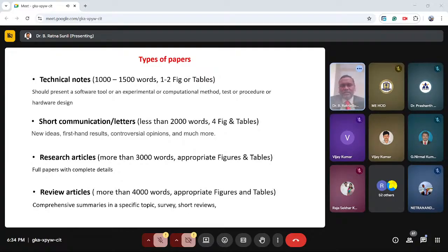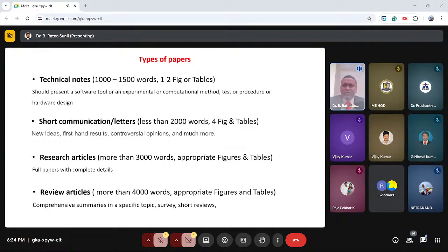Next come the usual research articles. These are the general articles, research articles or full papers we can call them, usually more than 3000 words with an appropriate number of figures, something like 6-7 figures, sometimes even 20 figures, in research articles. Next come the review articles.